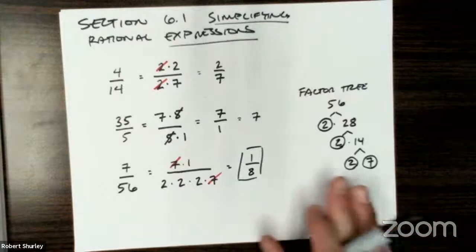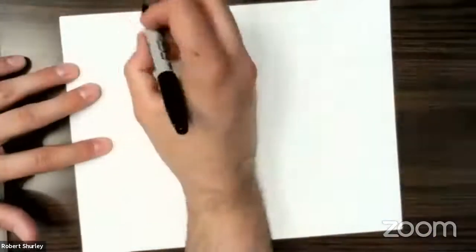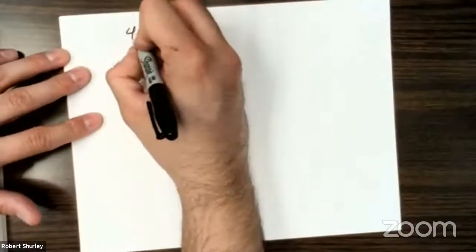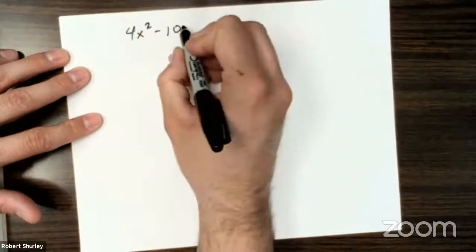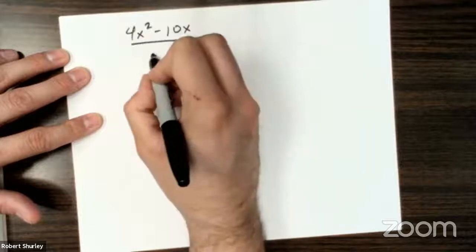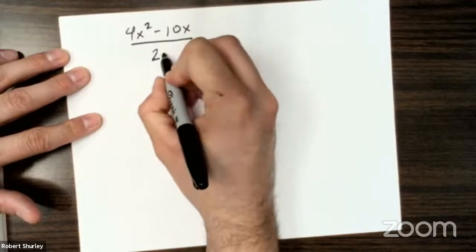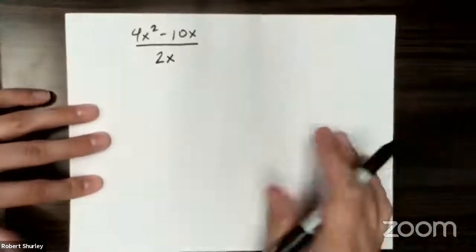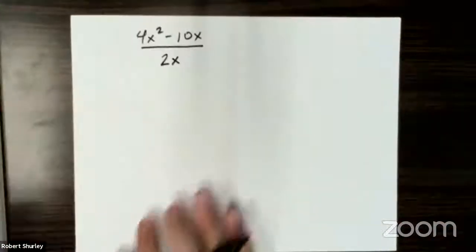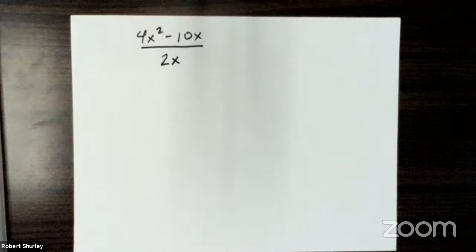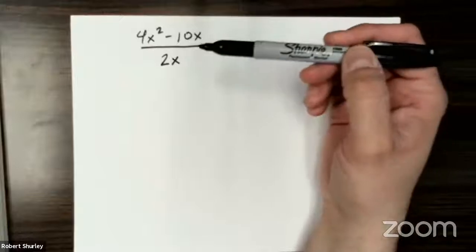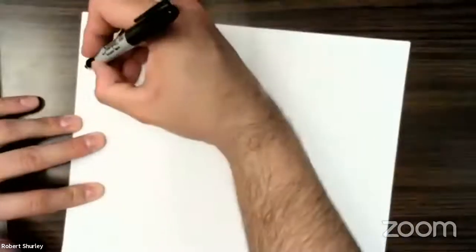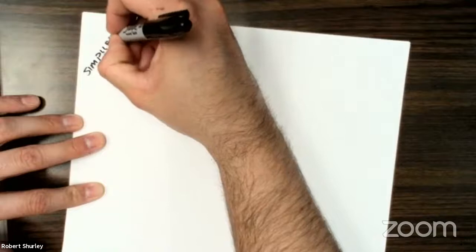Okay, so let's look at a basic example first. Let's say I had 4x squared minus 10x over 2x. So now notice we have polynomials on top and bottom now. It's not numbers. And the goal here, it'll say to simplify. I should have stated that at the top. But we're going to simplify this completely.